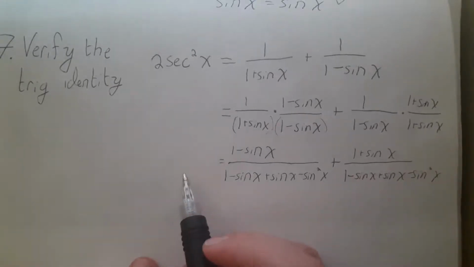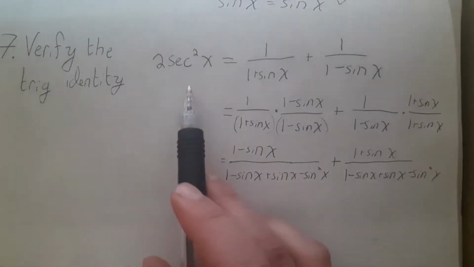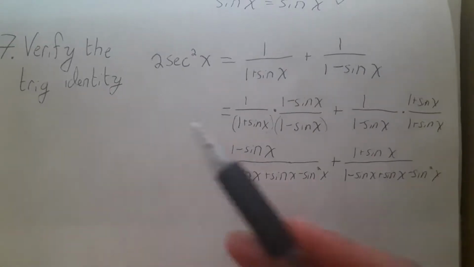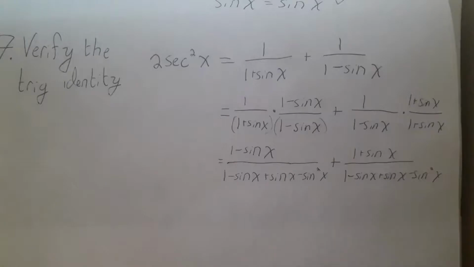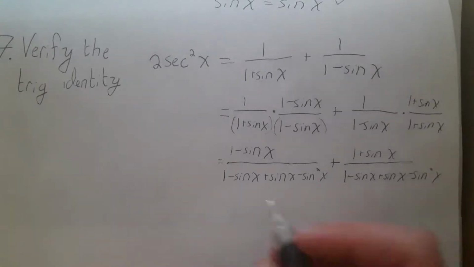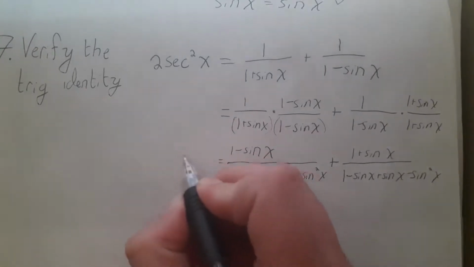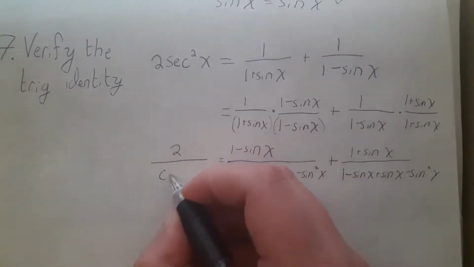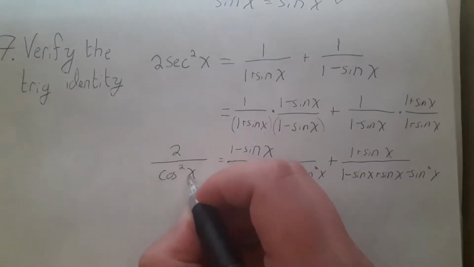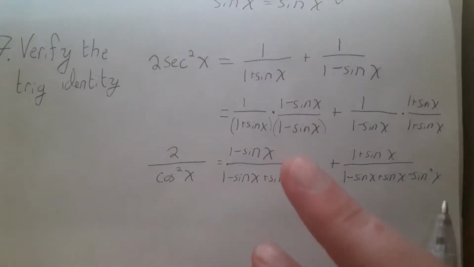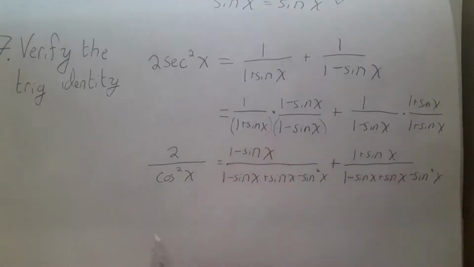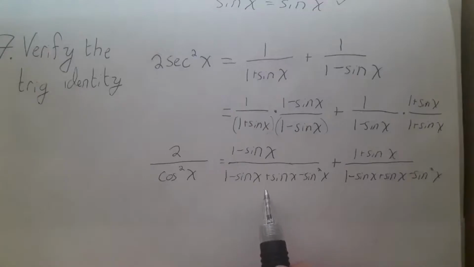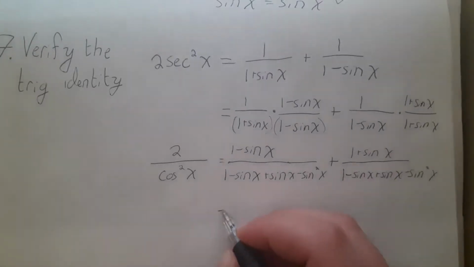If we look on the other side of the equation, it will be simplest to solve this by changing the secant into cosines, because we work a lot with sines and cosines. So this 2 is going to stay on top of the fraction, and secant squared x will turn into cosine squared x, but on the bottom of the fraction, because secant is 1 over cosine. From here, back to the right, we can add the two fractions together.